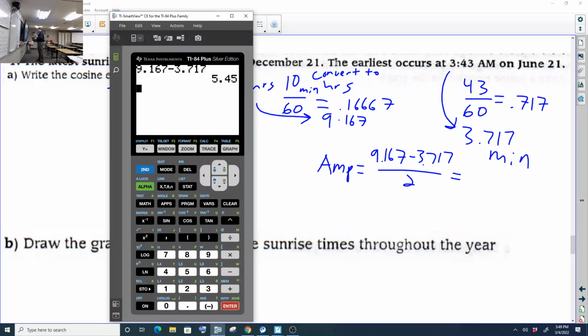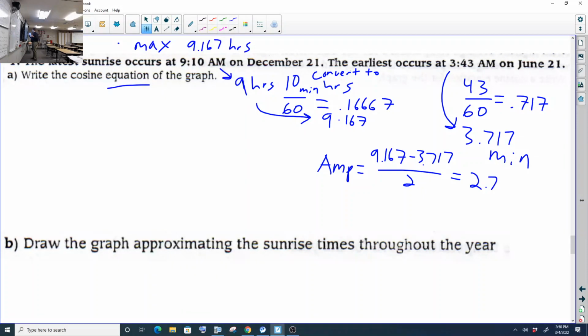Whoa, did I do some rounding on here? Let me see. So 9.167, what if we round that and then 3.72? We could round to 2 decimal places. Wow, is that going to be off by that much? That's crazy. So the amplitude, let's see here. Oh, I forgot to divide by 2. Make sure we do this right on the video. So that's a bit closer. There we go. So that's going to be 2.725. So the amplitude is 2.725 from the midline. That's 2.7 up, 2.7 down.